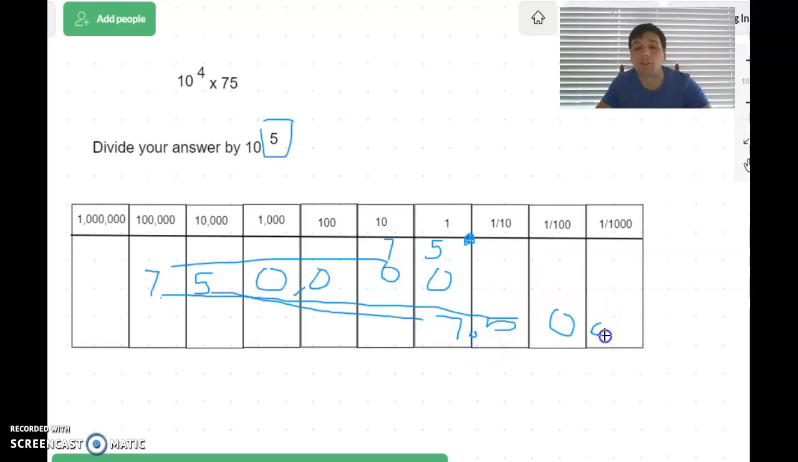I could even include these zeros and it would still be right. But really, it would just be 7.5.